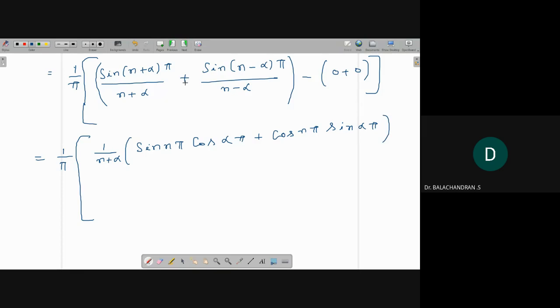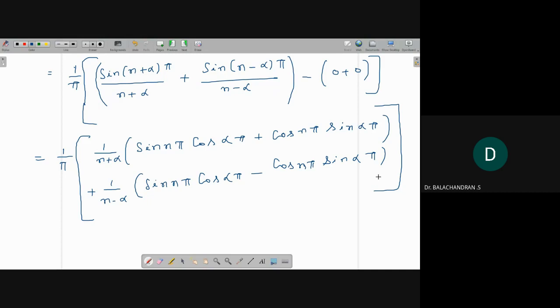Close the bracket. Plus 1 by n minus alpha into sin of a minus b. Sin of a minus b is what? Sin a cos b minus cos a into sin b. Okay, close the bracket. So here sin n pi is 0.